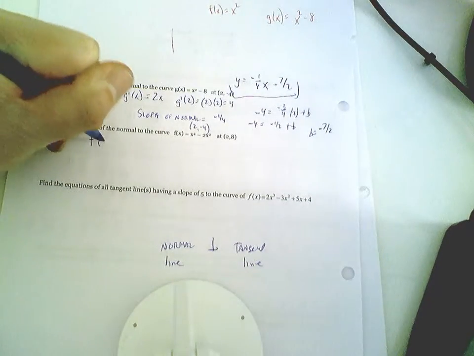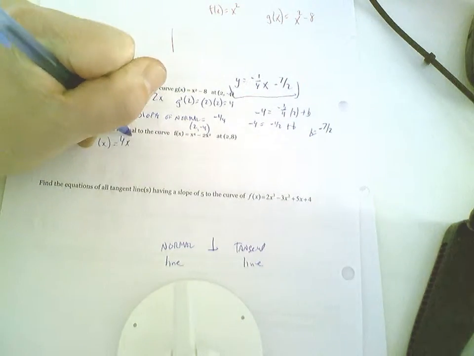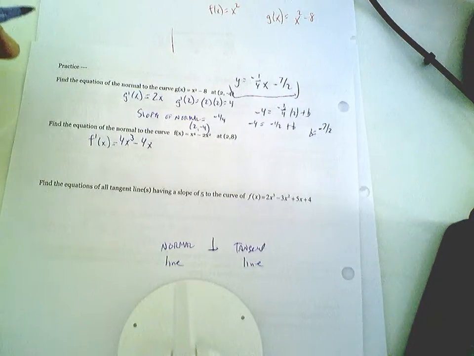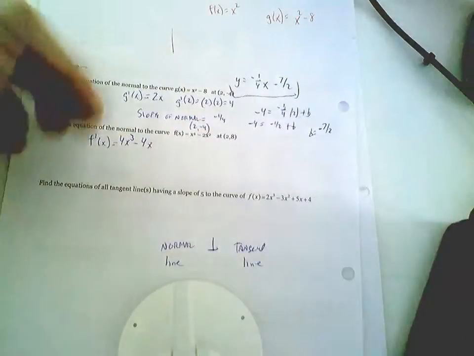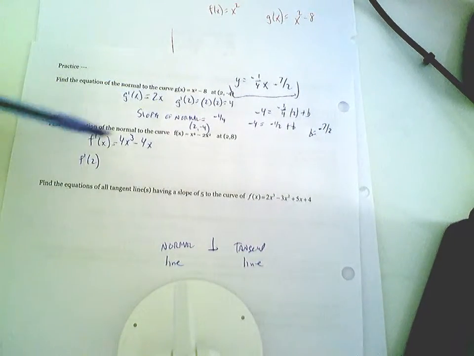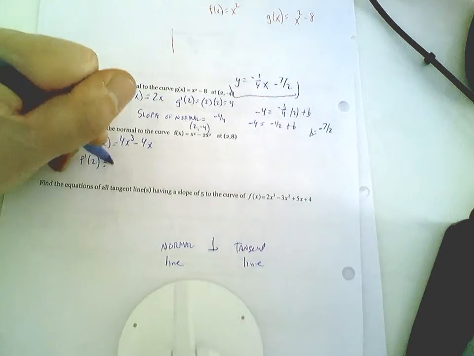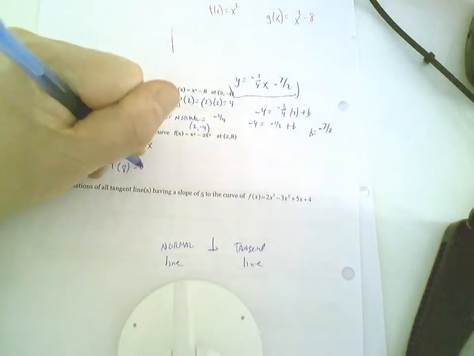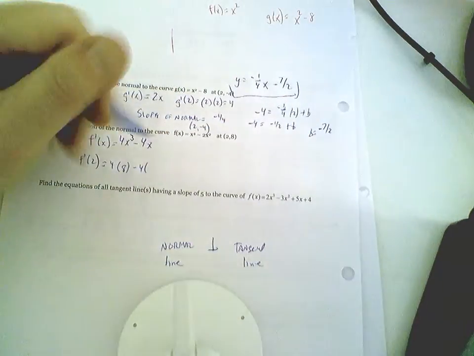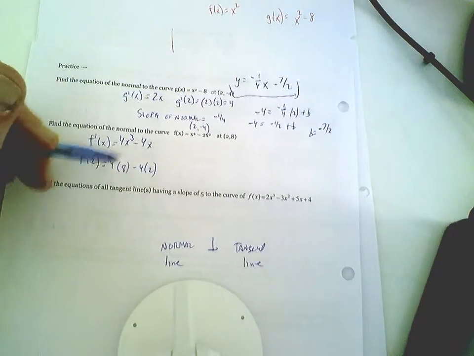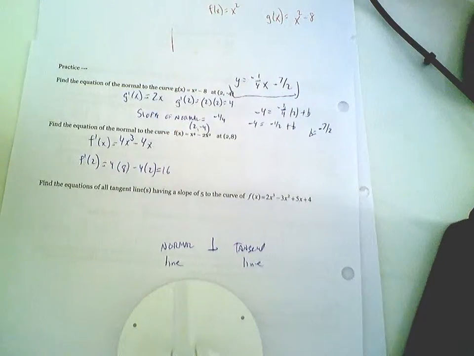f prime of x equals 4x cubed minus 4x. When x equals 2, f prime of 2, the derivative of f of x evaluated at x equals 2, is 4 times 2 cubed, 8, minus 4 times 2. 4 times 8 minus 4 times 2, last time I looked, that is 16.